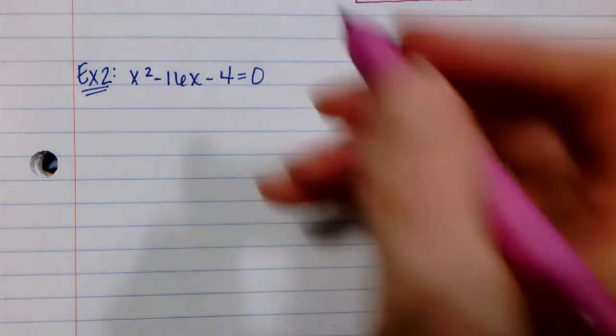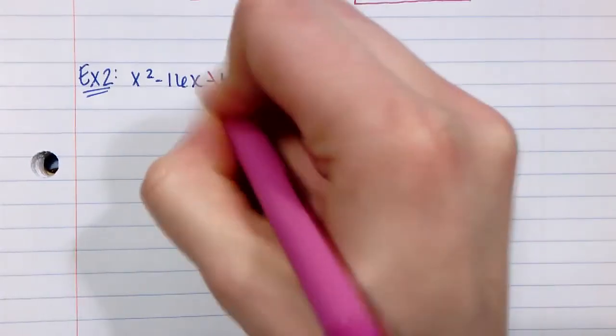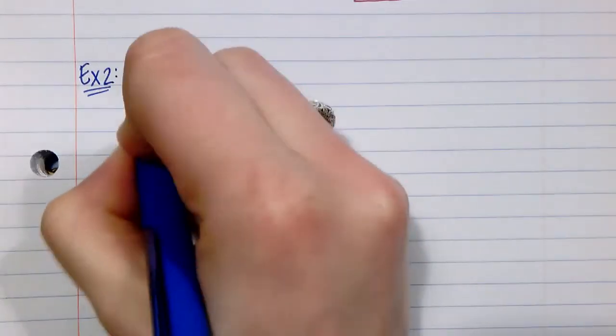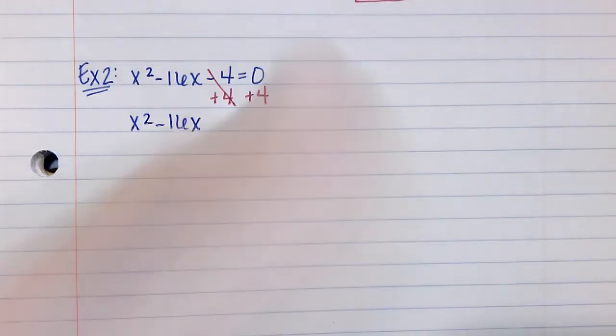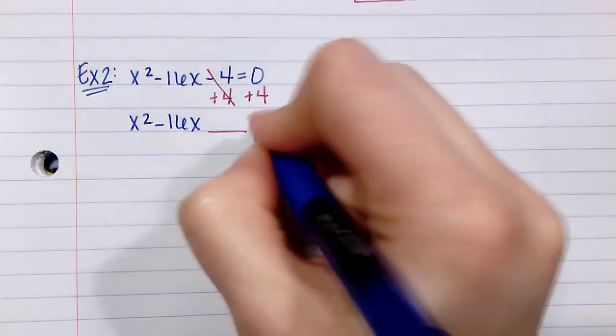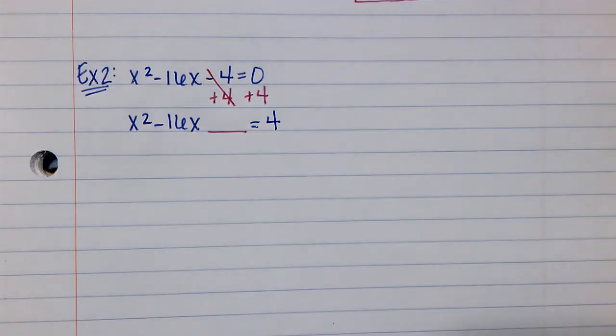Moving on to example 2, it's x squared minus 16x minus 4 equals 0. We are going to add 4 to both sides, bring everything else down. X squared minus 16x, your blank, equals 0 plus 4, which is 4, and your blank again.